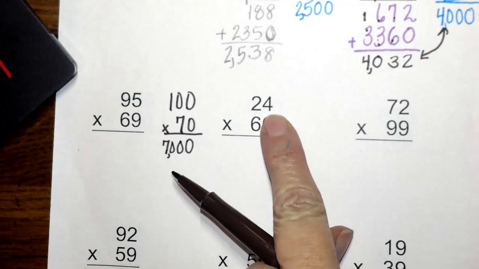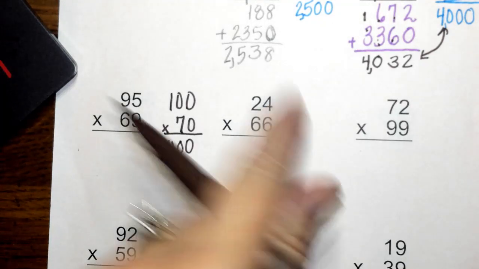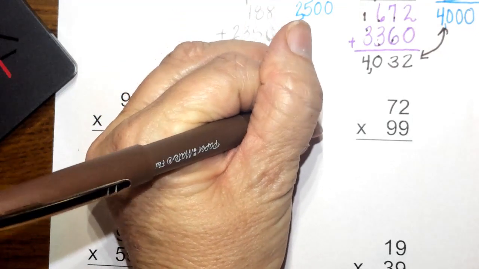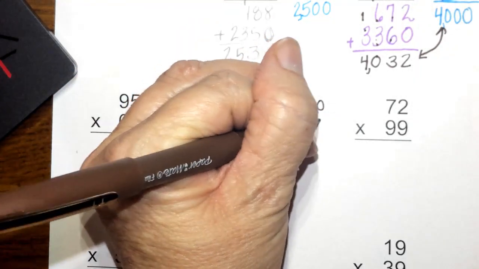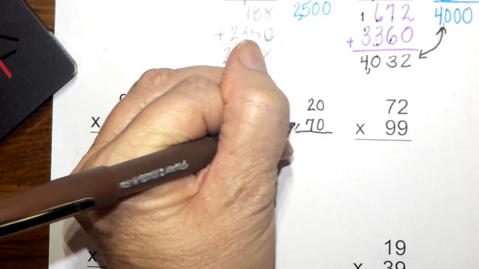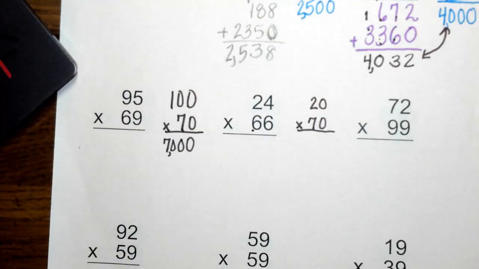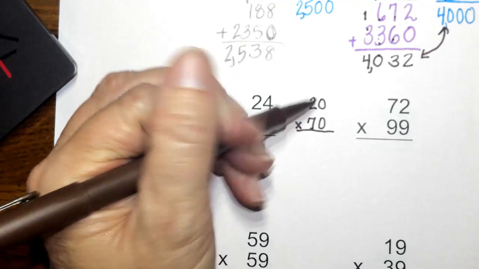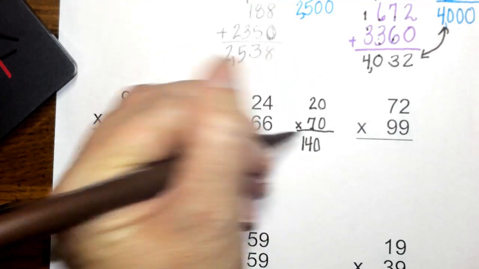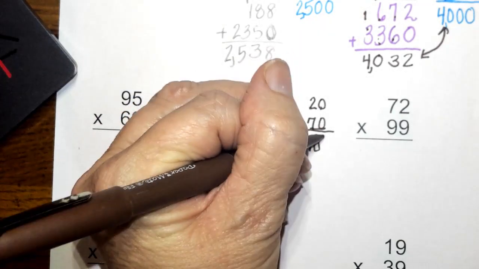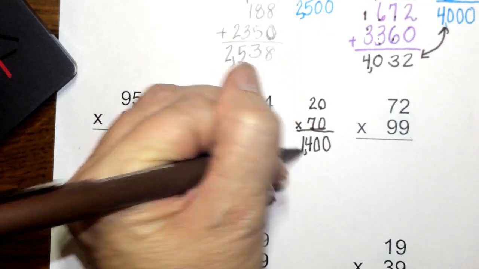When I think about this number, I think about 24 being closest to 20 and 66 being closest to 70. I'm going to multiply these together for a quick estimate. 7 times 2 is 14. 7 times 20 is 140. 70 times 20 is 1,400.